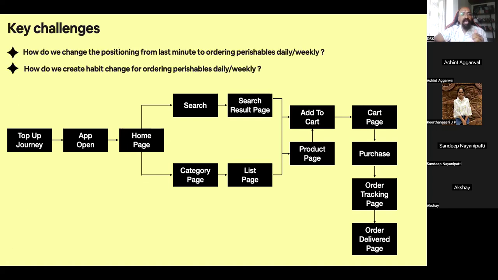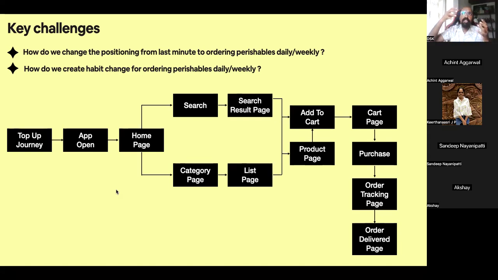Now the question then comes for us, well, in this current journey, how do we change the positioning of last minute to ordering perishables on a daily basis? And how do we create a habit change? So if you recall, most of our customers have explicitly said to us, well, our mental model for BlinkIt is it's a last minute app. So how do you change that perception? And given this flow, how do we do it? Second, it is this flow which constitutes the majority of the customer's behavior. So how does behavior change happen in the context of this user flow? So these are the two opening questions that I have. At this moment, I'm not even jumping into solutioning.